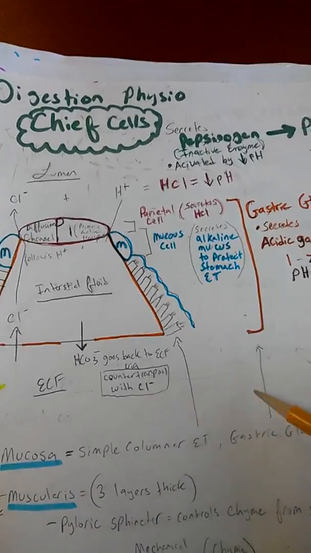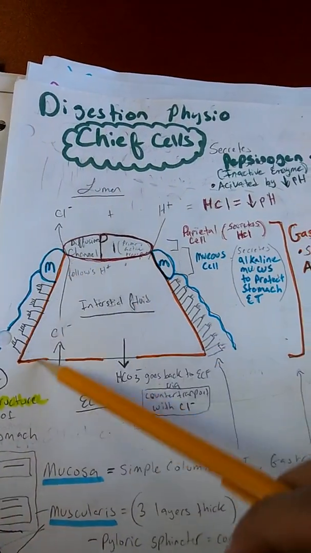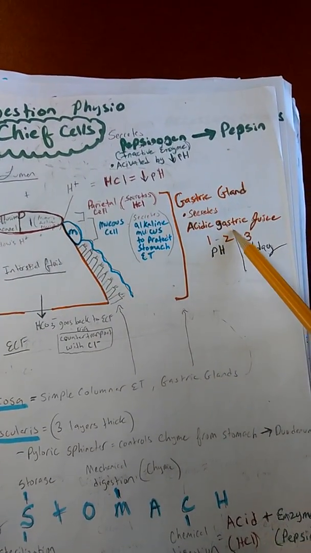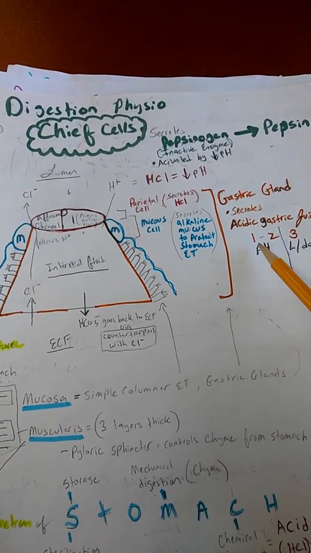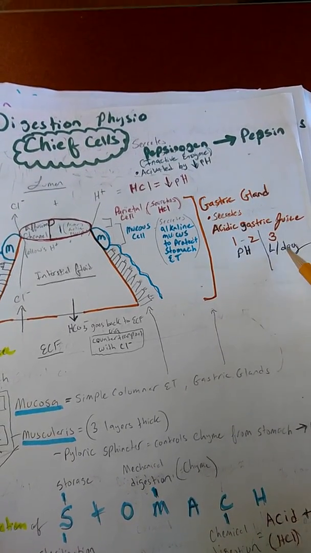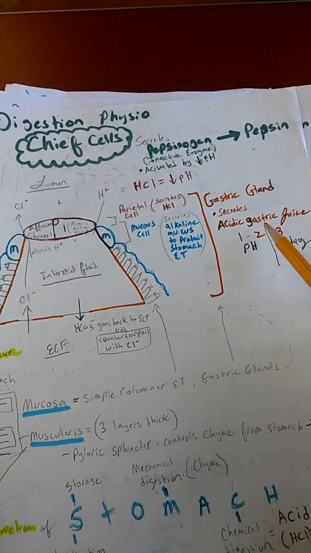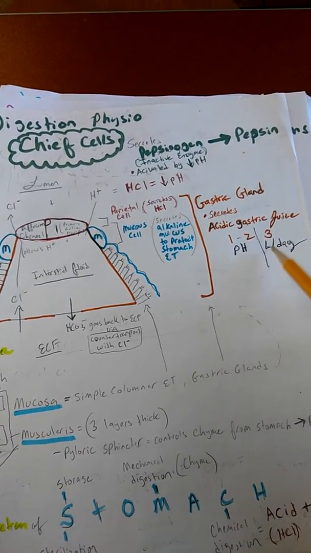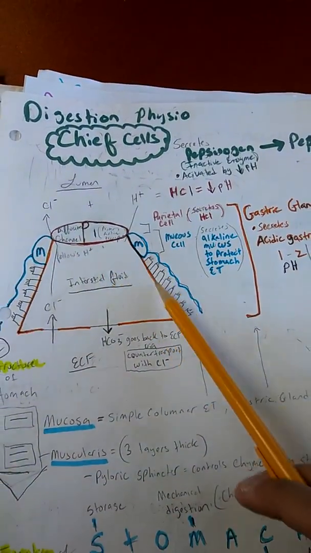Okay, so we have a gastric gland. This is like the volcano, and it'll be considered the gastric gland. It secretes acidic gastric juice. We can go ahead and put 1, 2, and 3. We'll put 1 through 2 for the pH, and then 3 liters a day. So when we put acidic gastric juice, we'll write 1, 2, 3. We'll need to know that 1, 2 means pH, and 3 is for liters a day that it makes. Okay, so this whole thing, pretend it's a volcano. So bear with me, guys.